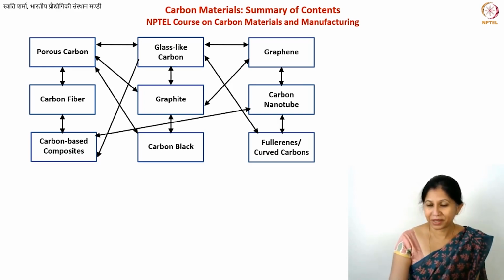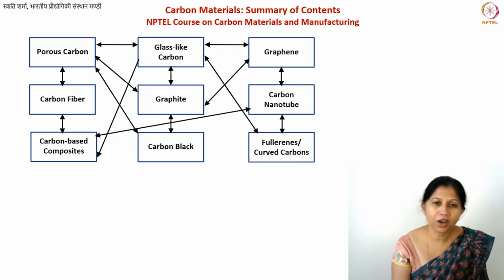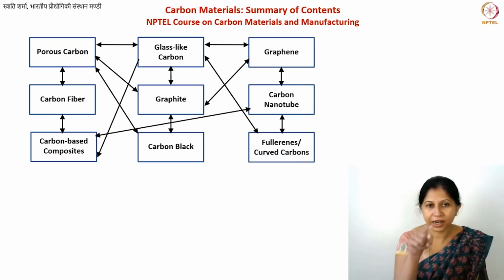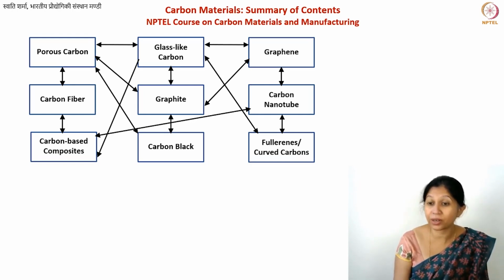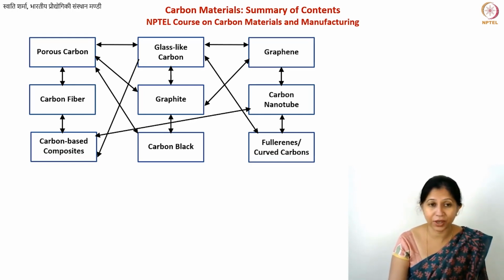Interestingly, all these carbon materials are connected to each other. I will not tell you the relationship between each individual carbon material. In fact, these arrows that I have drawn, you can definitely draw more than that. Let's say graphite is connected to glass-like carbon. Yes, we know that. Glass-like carbon is connected to fullerene. We also know that.